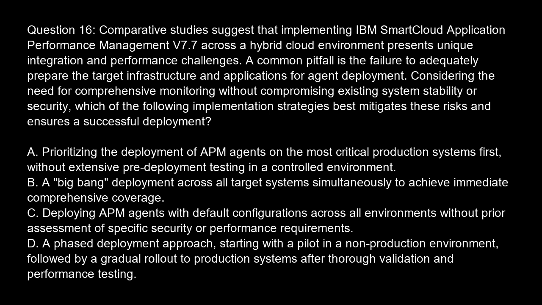Option A. Prioritizing the deployment of APM agents on the most critical production systems first, without extensive pre-deployment testing in a controlled environment. Option B. A big bang deployment across all target systems simultaneously to achieve immediate comprehensive coverage. Option C. Deploying APM agents with default configurations across all environments without prior assessment of specific security or performance requirements. Option D. A phased deployment approach, starting with a pilot in a non-production environment, followed by a gradual rollout to production systems after thorough validation and performance testing.